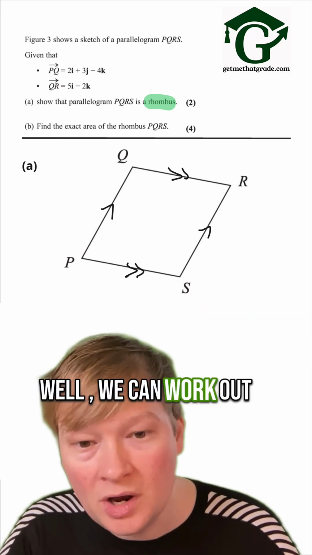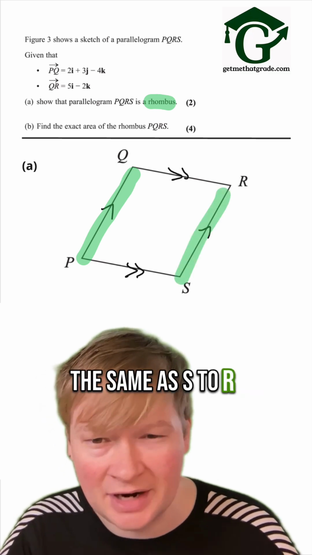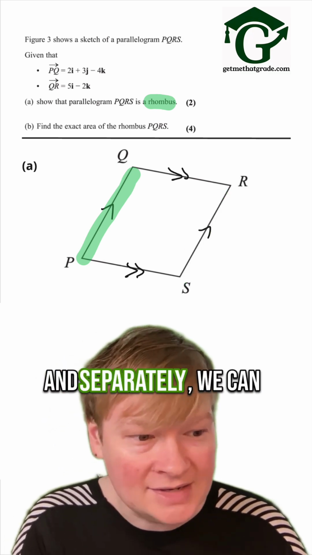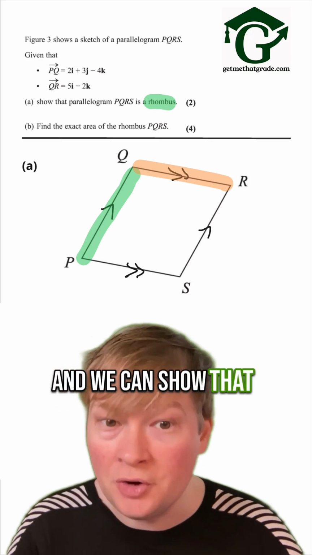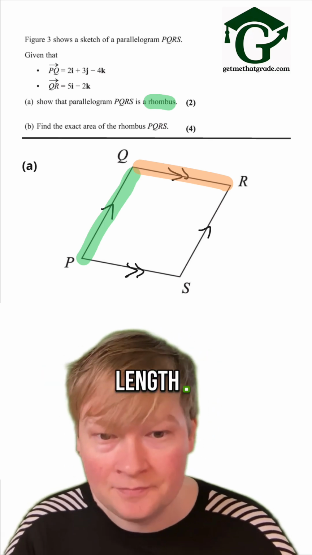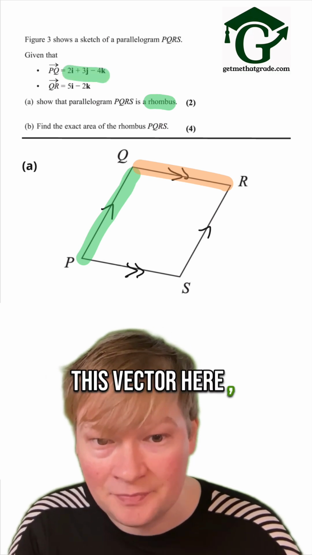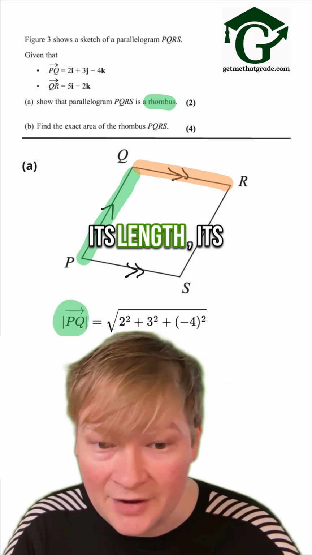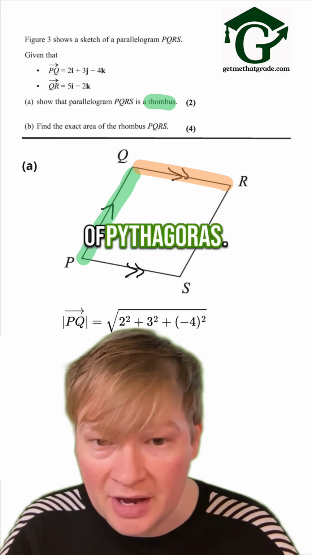Well, we can work out what the length of P to Q is, because that will be the same as S to R because it's a parallelogram. And separately, we can work out what the length of Q to R is. And we can show that those two are the same length. So, we're given in the question P to Q, that's this vector here. So we can easily work out its length, its magnitude, its modulus, using the 3D version of Pythagoras.